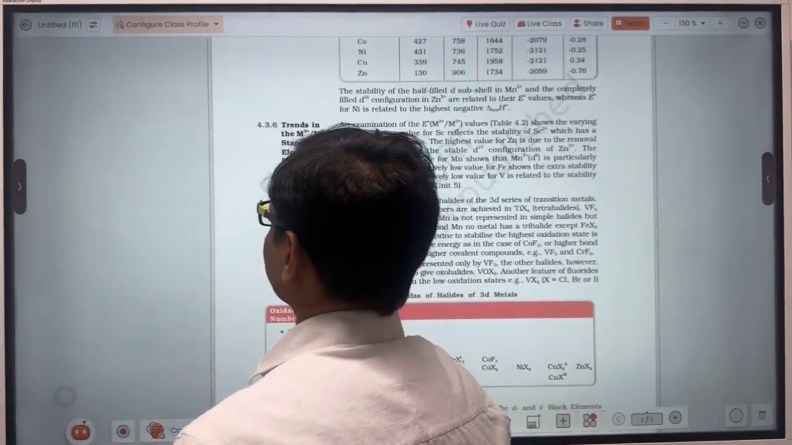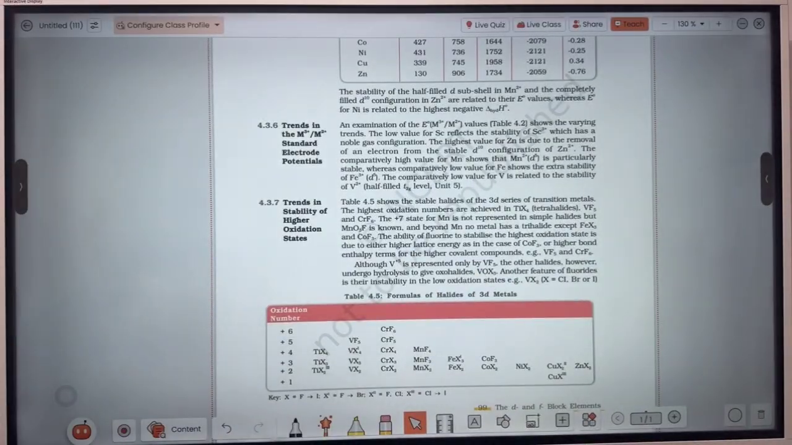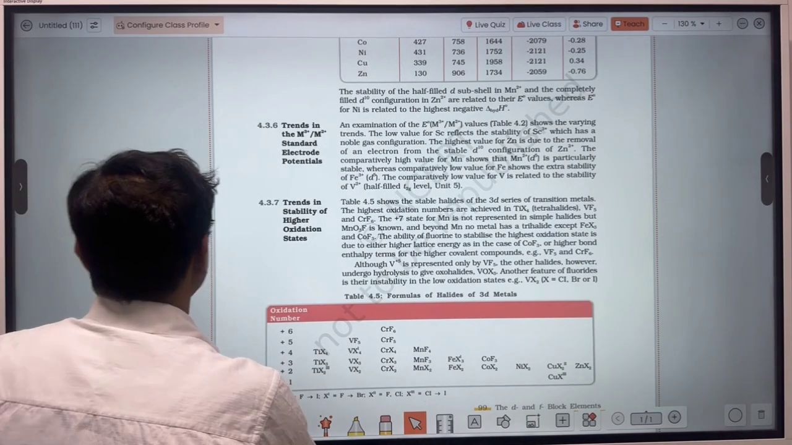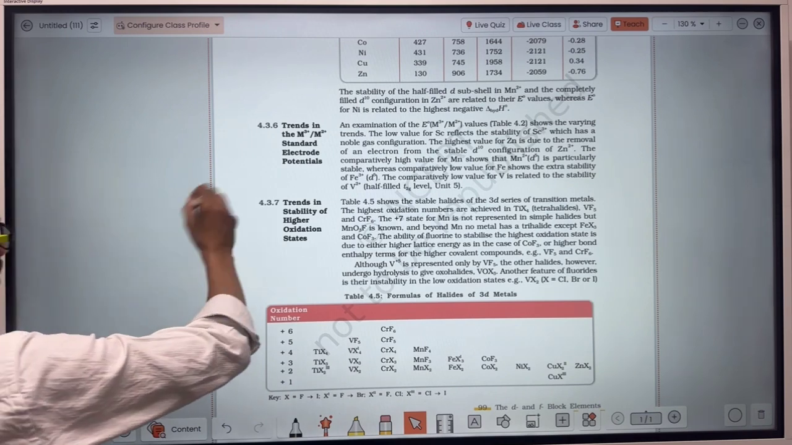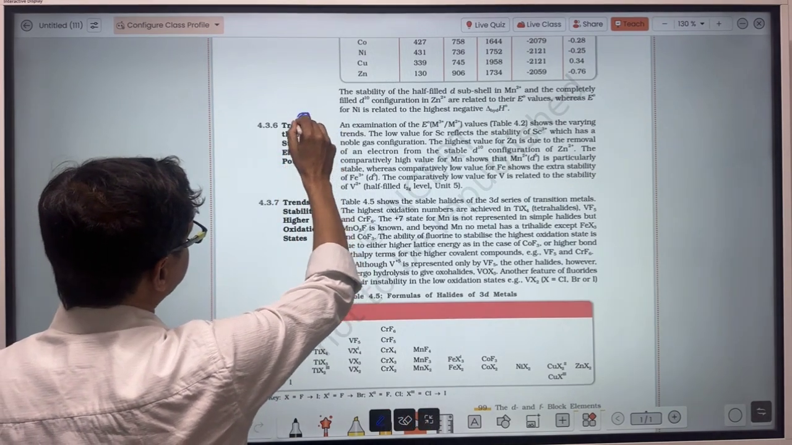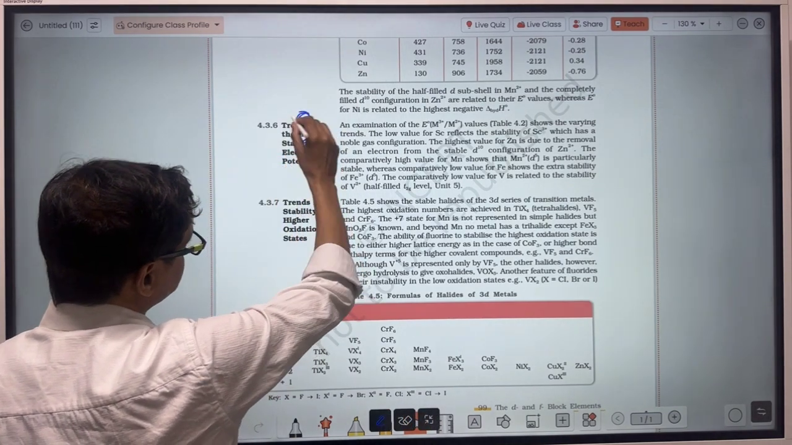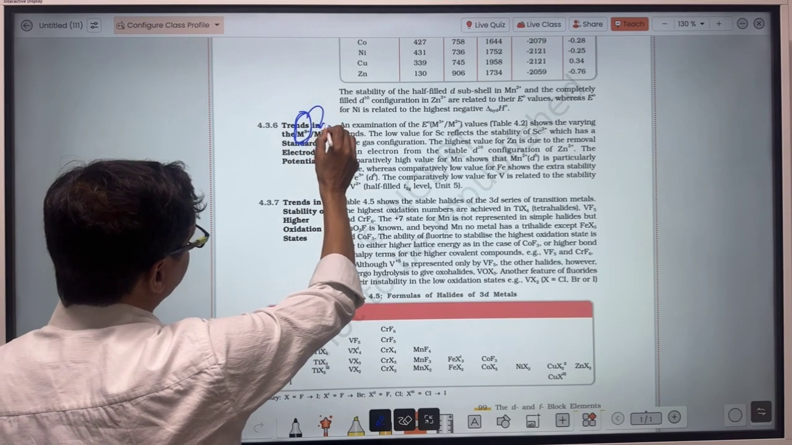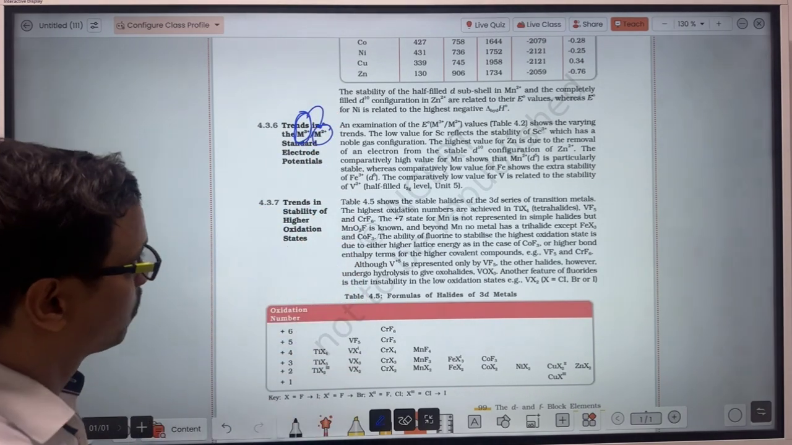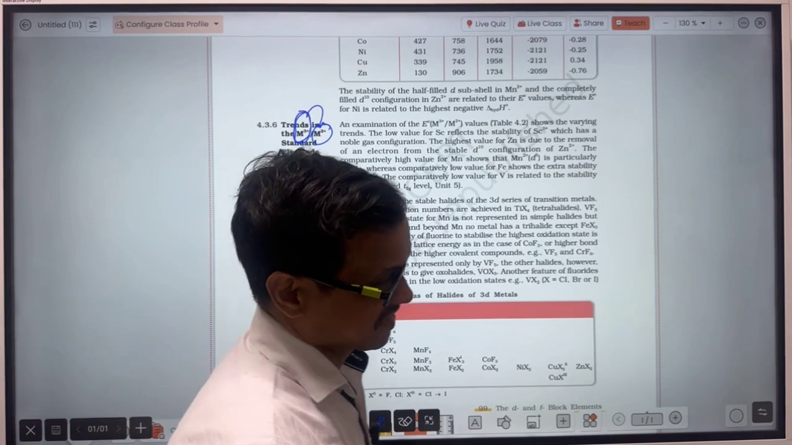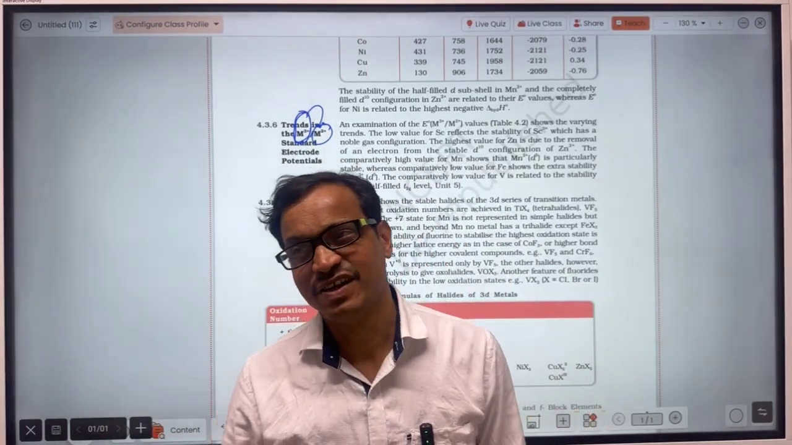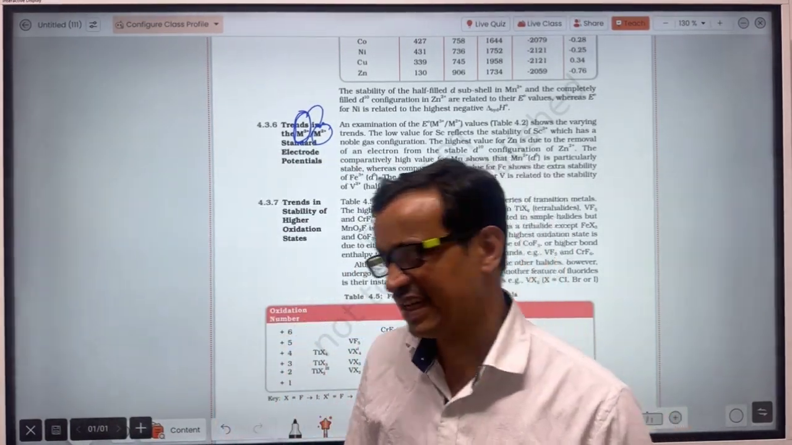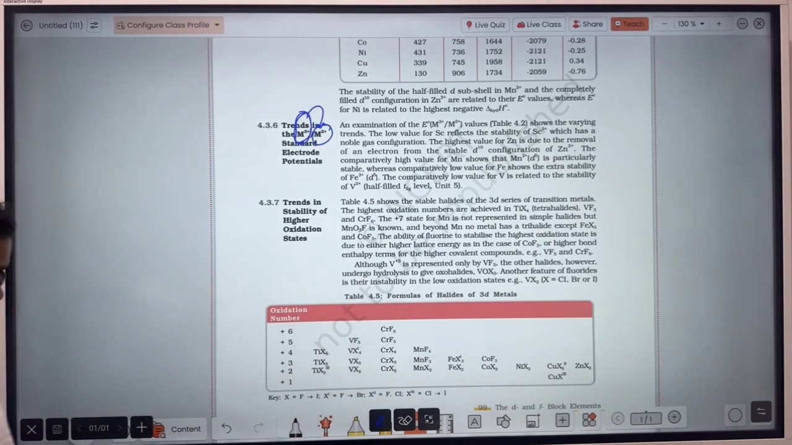This topic, let's see: trends in the M3+/M2+ standard electrode potential. What is the meaning here? It means what will be the tendency of the transition metals in the +3 oxidation state to undergo the +2 oxidation state. About that we will have to consider. So let's see the elements written here, and watch out where there will be exceptions.